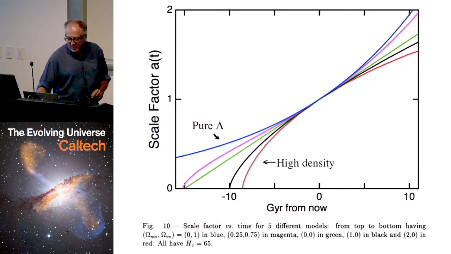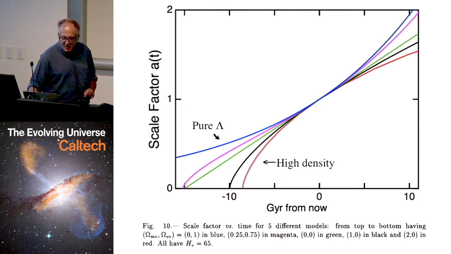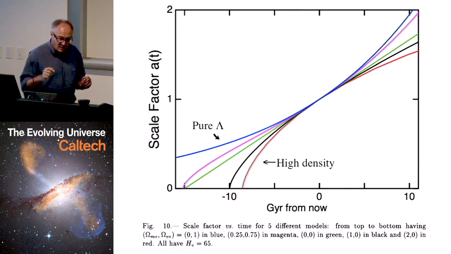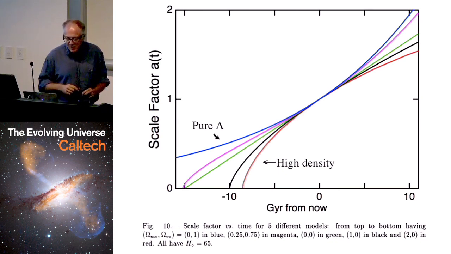So these are examples of some of the models. They're normalized so the scale factor is 1 today and plotted in billions of years. And so the highest density models bend the most, and at lower density, they get flatter. But if you have a pure cosmological constant, which is positive in sign, corresponding to positive energy density, it works as a repulsive force, sort of like an elastic force proportional to the separation, and in principle drives exponential expansion.